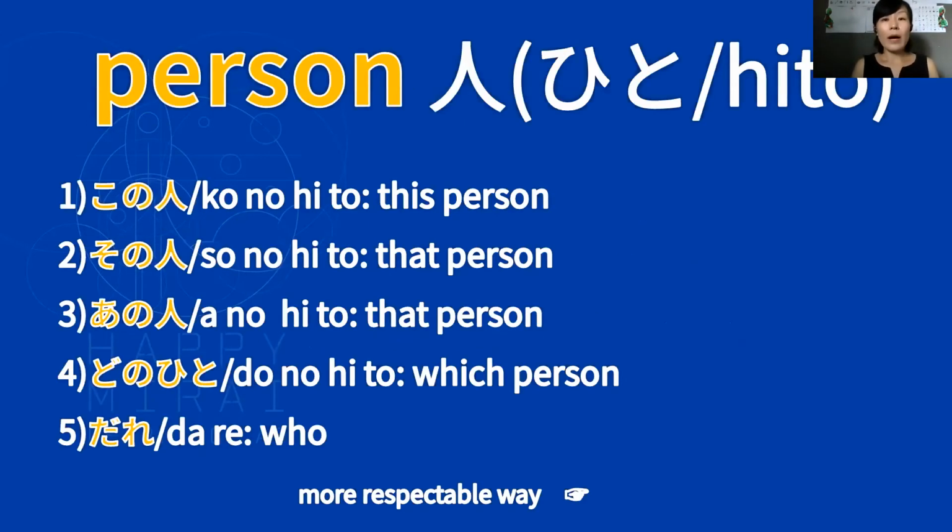All right. So the third one is Hito. Hito, this is a must learn, very useful one. Pronounced as Hito, referring to a person. Something we need to learn over here is these 1 to 5. Number 1, Kono Hito, this person. The second one, Sono Hito, that person. Number 3, Ano Hito, that person as well. Number 4, Dono Hito, which person? 5, Dare. Dare, who?